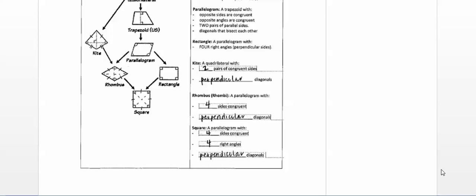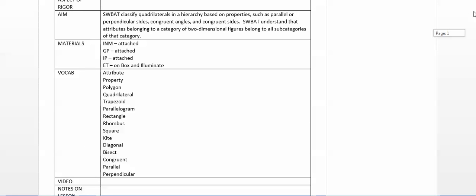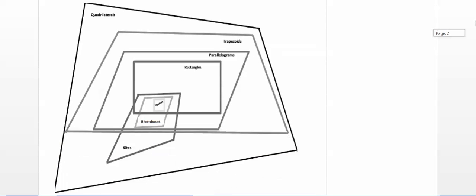All right, we're going to look at the next day, which is the second day on classifying quadrilaterals. Today we're going to add rhombi, square, and kite to the quadrilaterals that we already know. There's this really cool visual that I think would make for a really cool anchor chart. We've already talked about quadrilaterals, trapezoids, parallelograms, and rectangles. Today what we're going to be adding is squares, rhombuses, and kites.